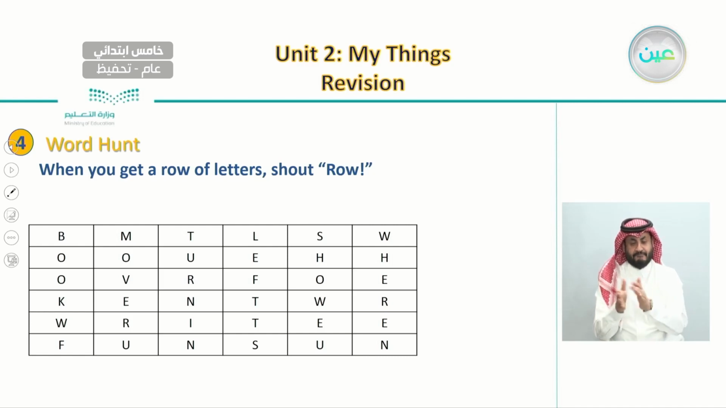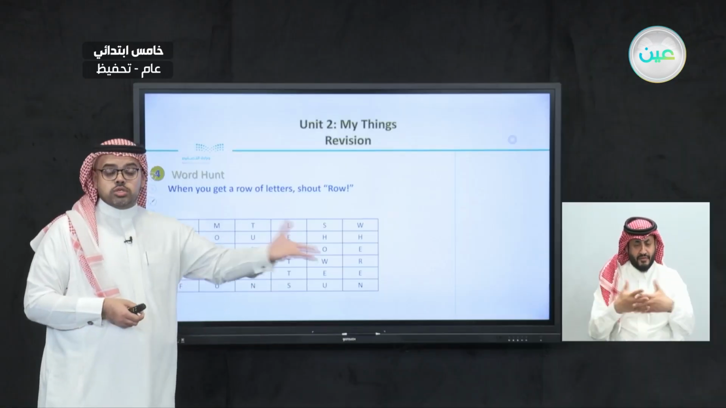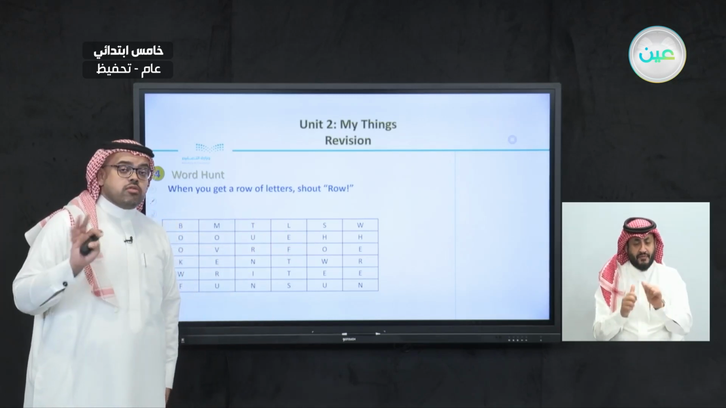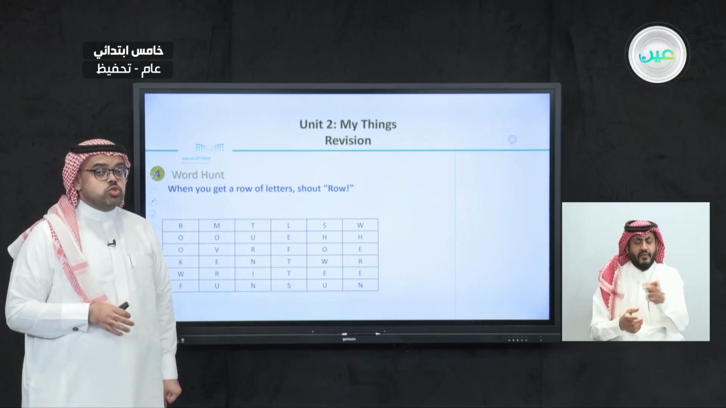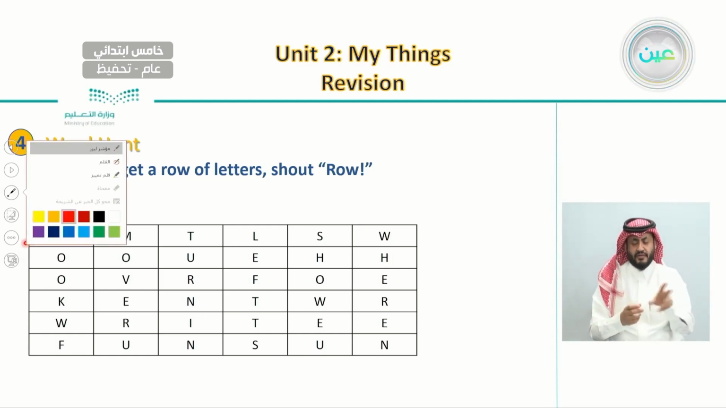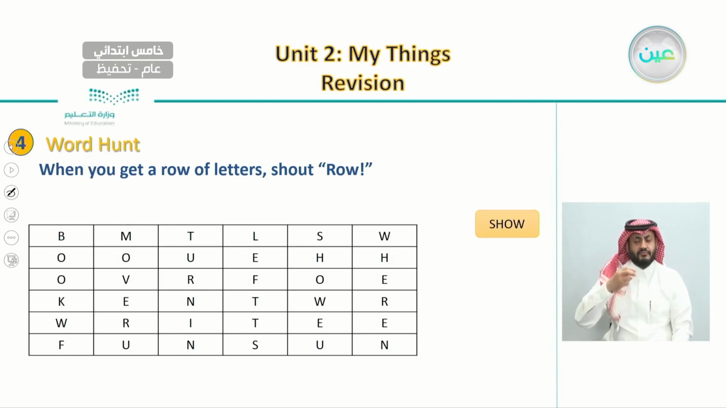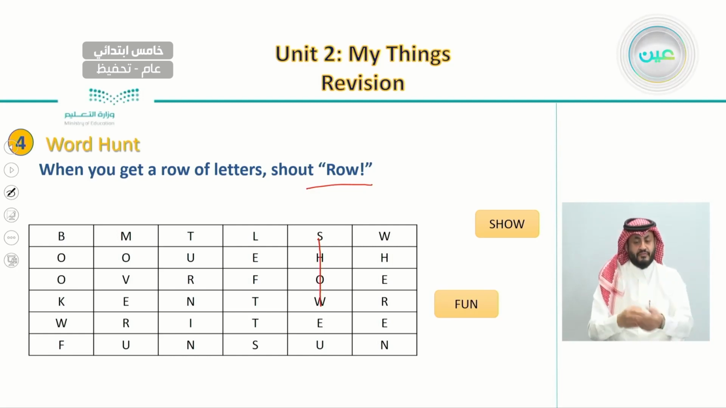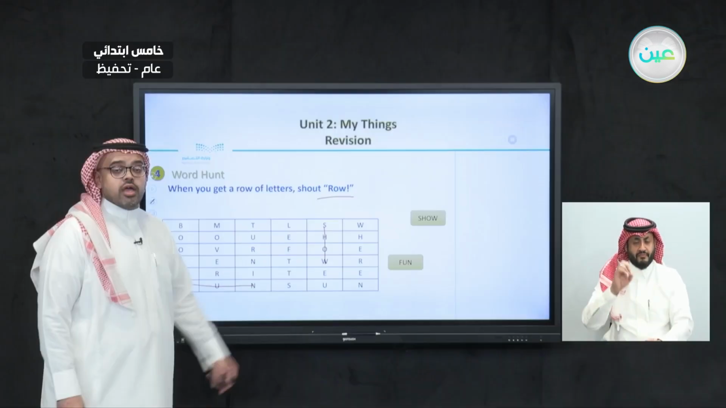And after this, we said that we had an interesting game and puzzle called the word hunt, where you gather around with your teacher or with an elderly family member, and someone will say a word. When you listen to this word, you cross these letters of the word and shout "Raw." For example, when you listen to the word "show," you look around for the word show, and if you find it, you make a line like this and say "Raw." And to continue, when you listen to another word like "fun," you need to cross these letters and say "Raw."